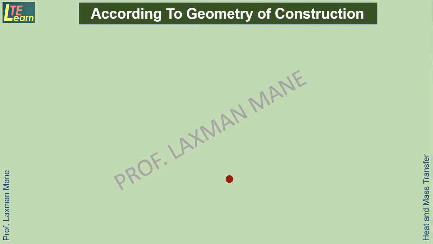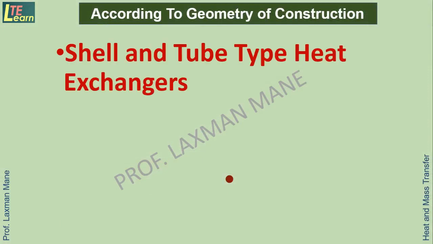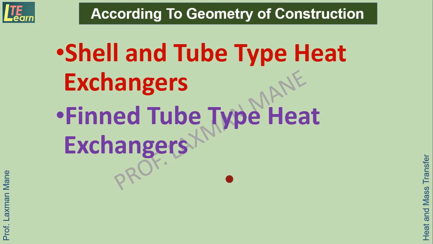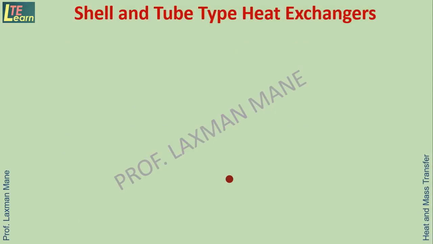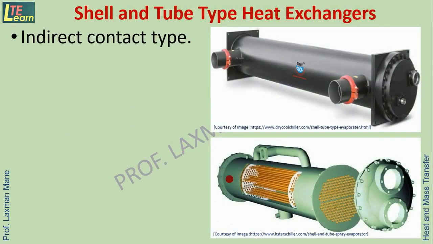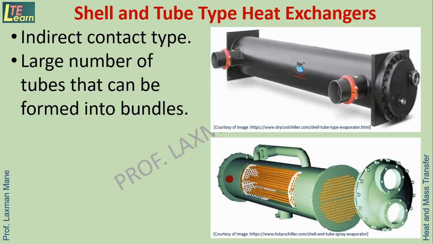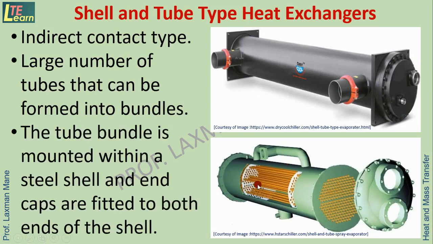According to geometry of construction, heat exchangers are classified as shell and tube type heat exchangers, fin tube type heat exchangers and compact type heat exchangers. The shell and tube type heat exchanger is an indirect contact type. In this, a large number of tubes are formed into bundles. So these are the tubes, a bundle of tubes. The tube bundle is mounted within a steel shell. This is the shell, and end caps are fitted to both ends of the shell. So these are the two caps which are fitted at the ends.